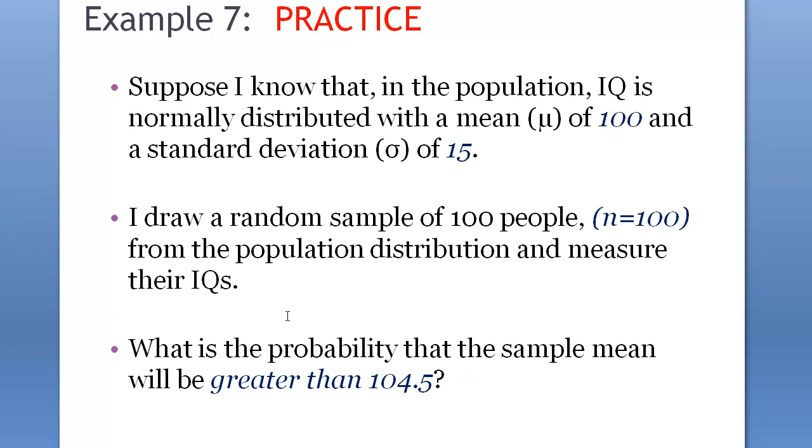And what we want to know is the probability that the sample mean of IQ, in the distribution of all the IQ sample means, is greater than 104.5. Okay, that probability. So if we get the z-score for that, then we can get the probability that it's going to be higher than this.